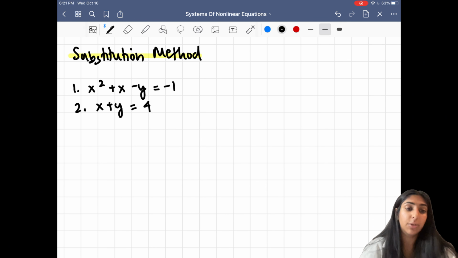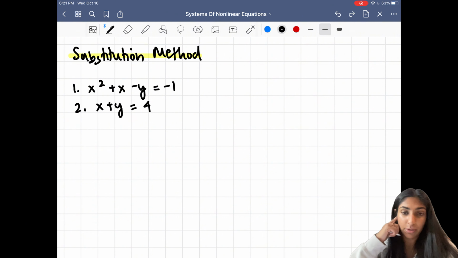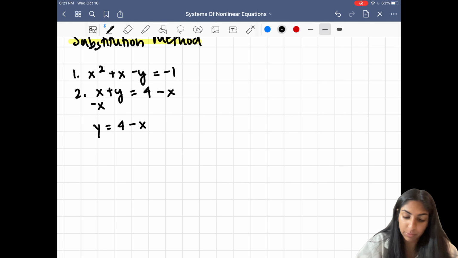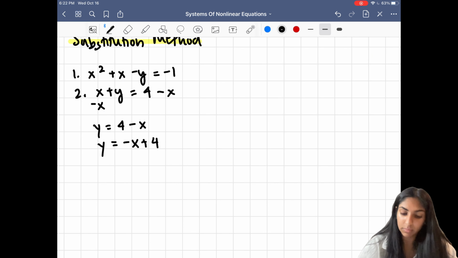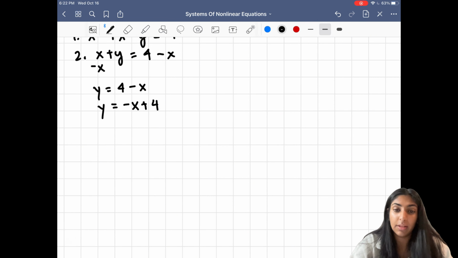So the first thing that we can do is solve the second equation for y. In order to do that, we can subtract x from both sides, and we'll get y equals 4 minus x, which can also be rewritten as y equals negative x plus 4. The next thing that we can do is substitute negative x plus 4 into the first equation.